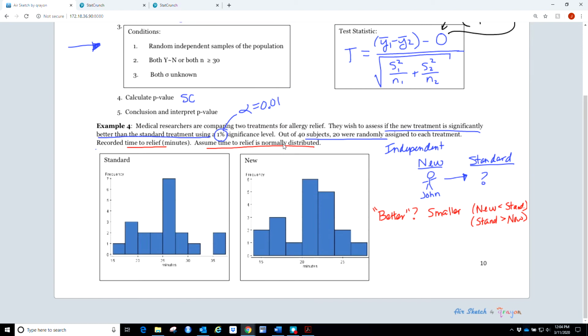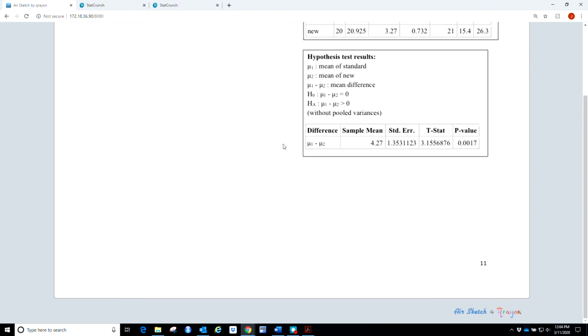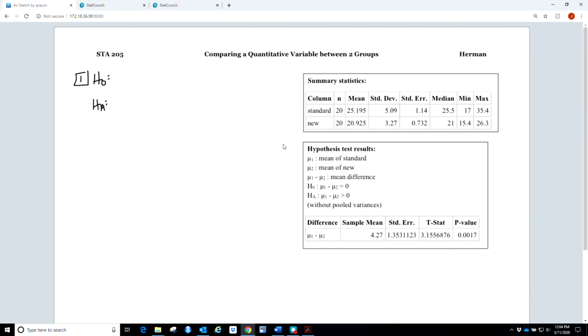Now we can actually dive into doing the problem. So our very first step, of course, is to do our hypotheses. We discussed why they were independent, which we will of course be writing down in step 3. But let's talk through what our hypotheses will look like.